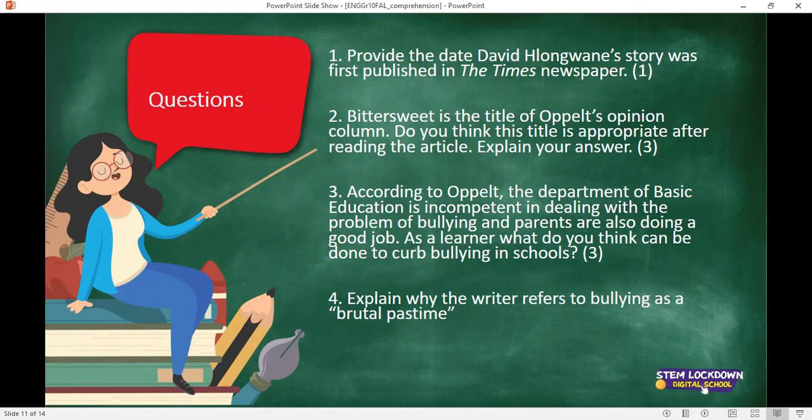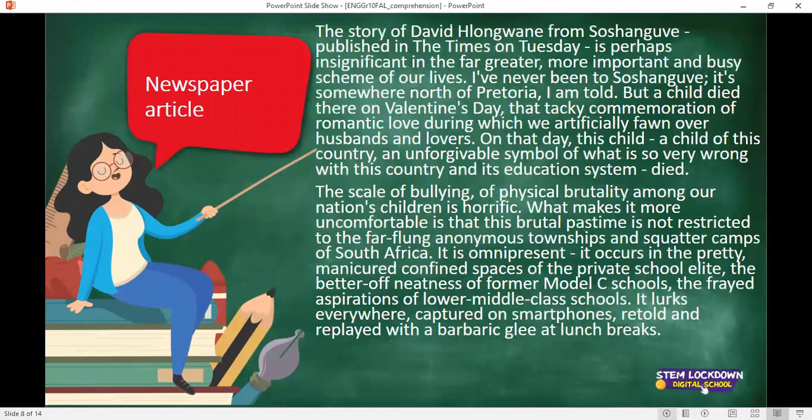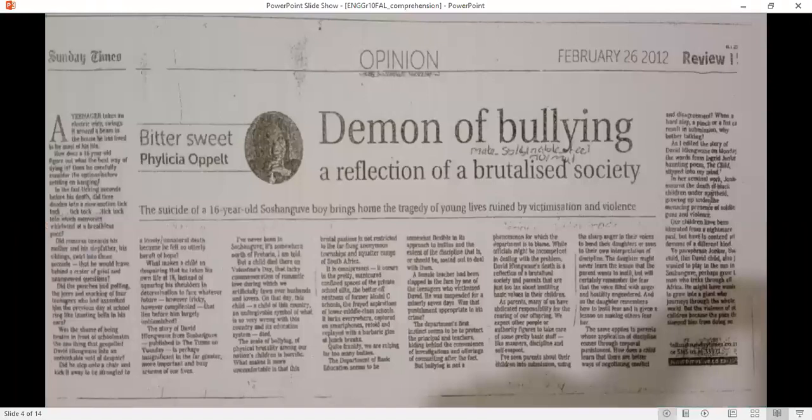All right, fantastic. So here are the questions. You might think this first question is an easy one, but it's quite tricky. It says, provide the date that David Hlongwane's story was first published in the Times newspaper. Does anyone remember? Let's go back to the article. Okay, let's just go back a few slides. So here's the article as it appeared in the Sunday Times newspaper. Hint, hint, on the date written there on the opposite side of where it says Sunday Times.